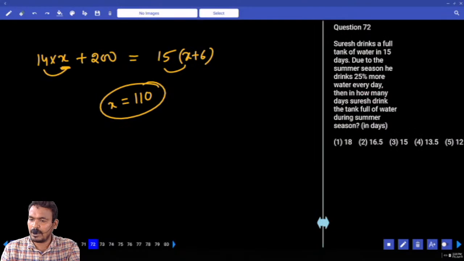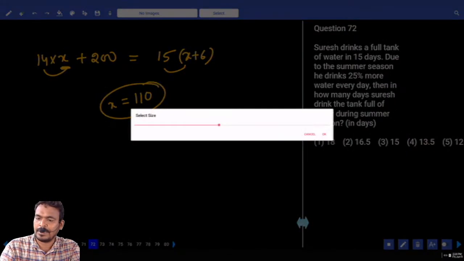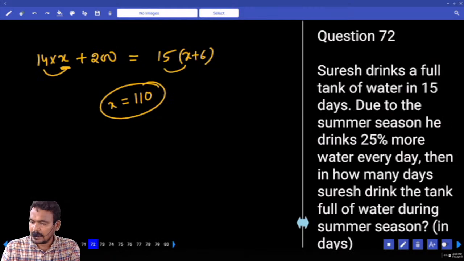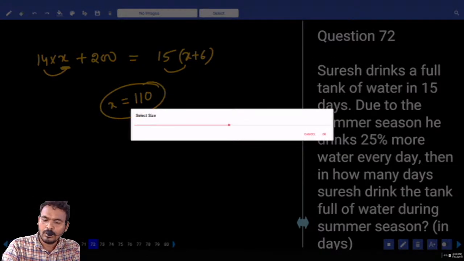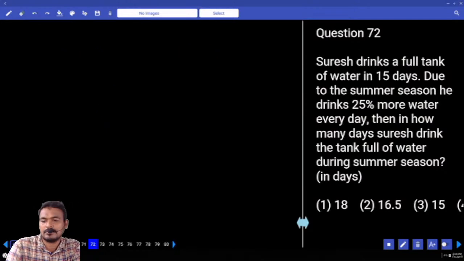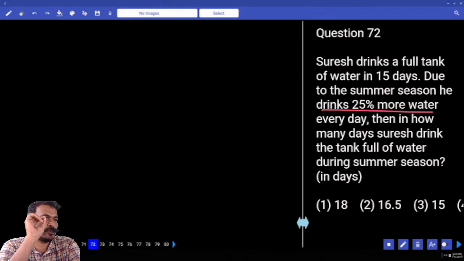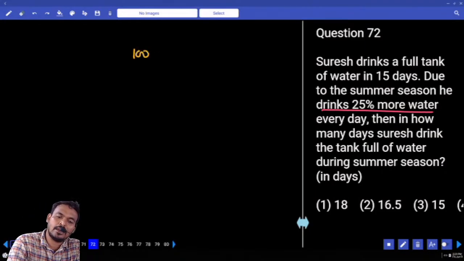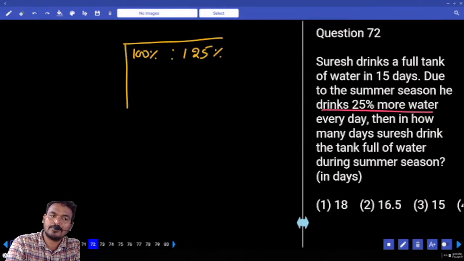Next, question number 72. Suresh drinks a full tank of water in 15 days. Due to the summer season, he drinks 25% more water every day. Then in how many days will Suresh drink the full tank of water during the summer season? His drinking capacity is how much percent more? 25% more. Means his drinking efficiency increased or decreased? Increased. Original efficiency 100%. 25% increase means 125%. That is the drinking efficiency, or not?